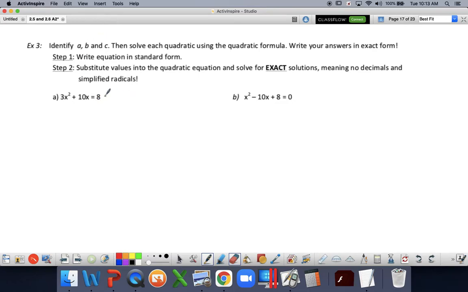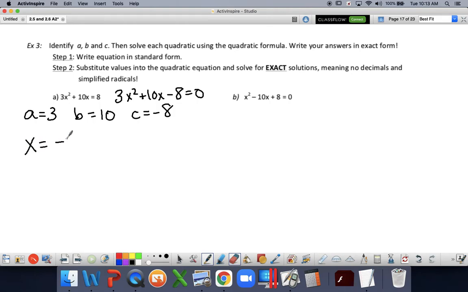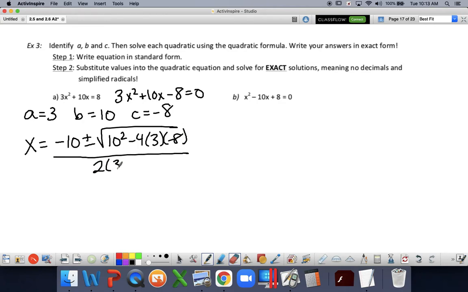Well, I have to make sure that I set this equal to 0. So I'm going to subtract 8 from both sides. I then go ahead and identify my a value, my b value, and my c value. And then I plug it into our quadratic. x equals opposite b plus or minus the square root of b squared minus 4ac all over 2a. Then let's go ahead and calculate this value out.